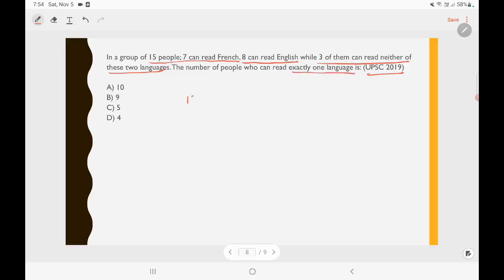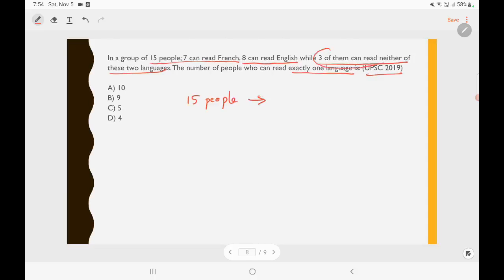So here there are total 15 people. Out of these 15 people, 3 of them can read neither of the two languages. So that means 3 of them cannot read anything. That means 15 minus 3 equal to 12. Only 12 people can read French and English. So we have to minus 3 from 15. That means 12 people can read French or English.